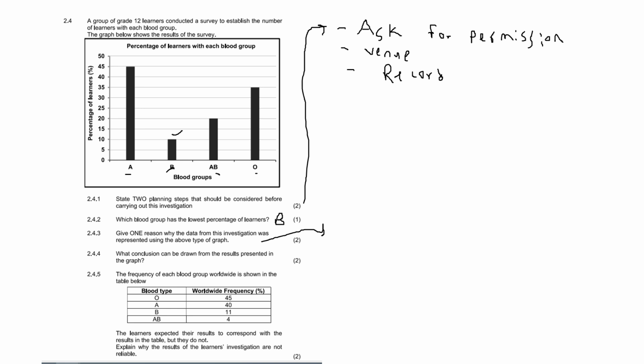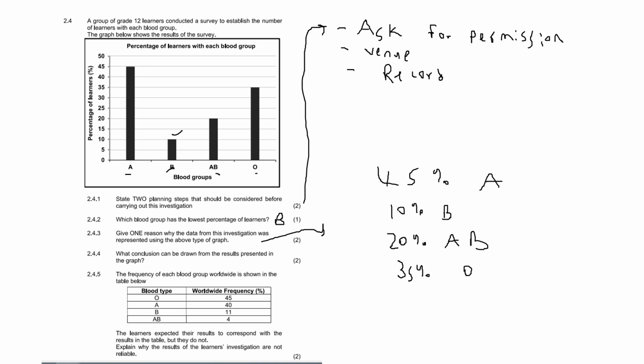What conclusion can be drawn from the results which are shown? From the results, we've got blood group A: 45% of people are A. That's what we can see from the bar graph. Then we've got 10%, that's B. And then 20%, not C, why am I saying C? I don't know where I got C from. 20% will be AB. And then lastly, we have 5%, that's O. So that's what we're seeing from the results.